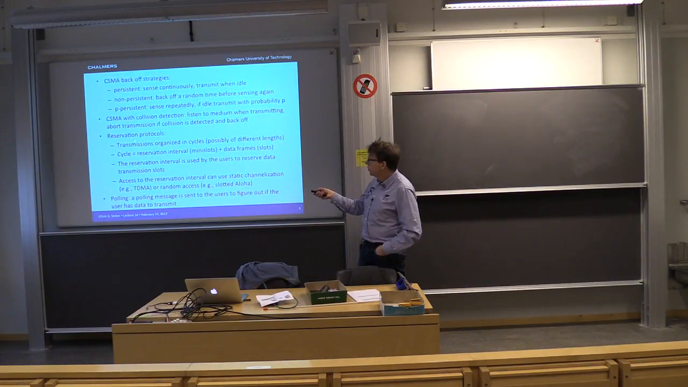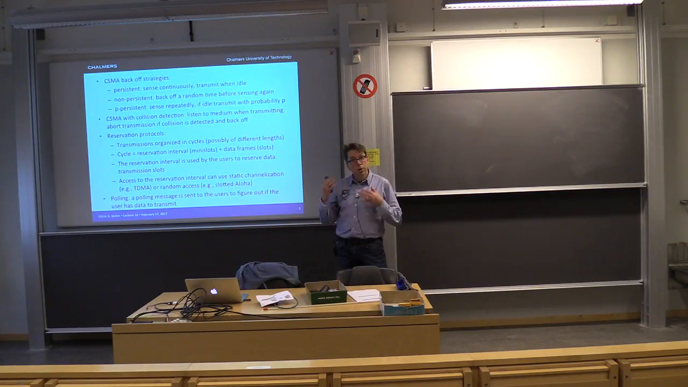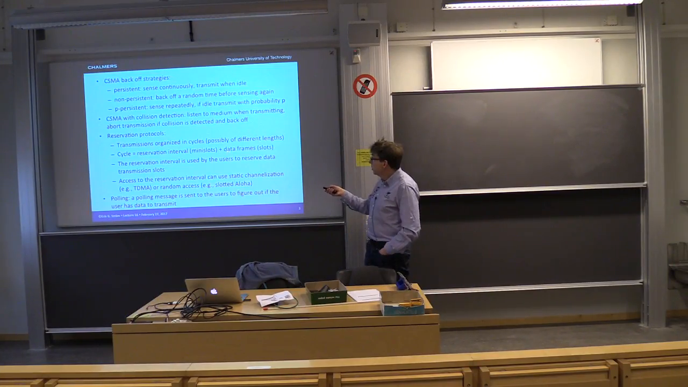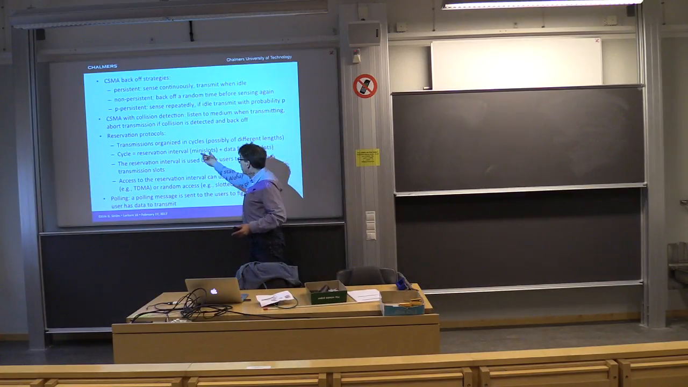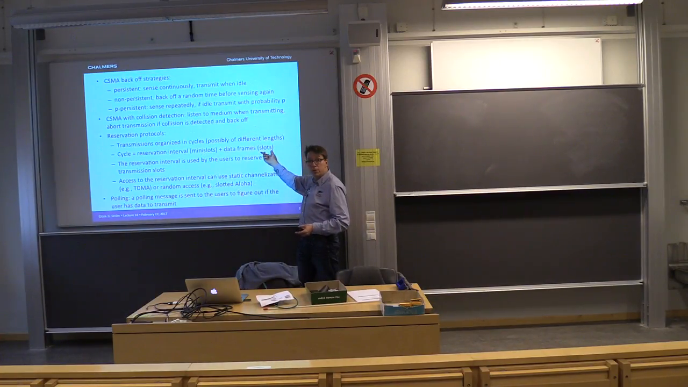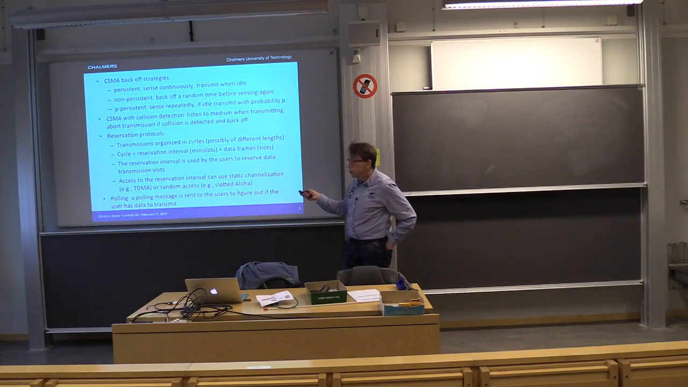So a reservation protocol is organized in cycles, and the cycle consists of a reservation interval, typically consisting of mini-slots. During the reservation interval, the stations negotiate who's going to access the channel at what time. And then it's followed by data frames in slots. Mini-slots just indicate that the slots for reserving transmission carry much less data than the data frames. The data frames are typically much longer. Okay, and the reservation interval is then used to coordinate transmission.